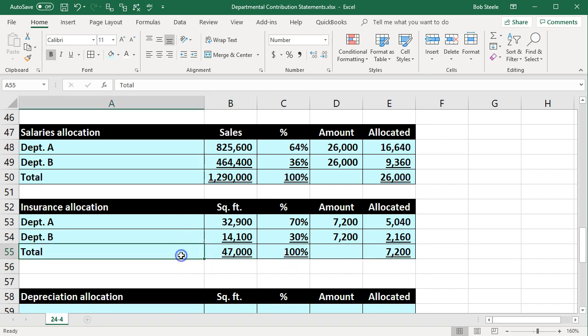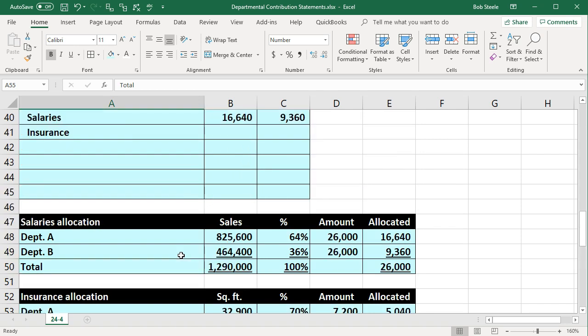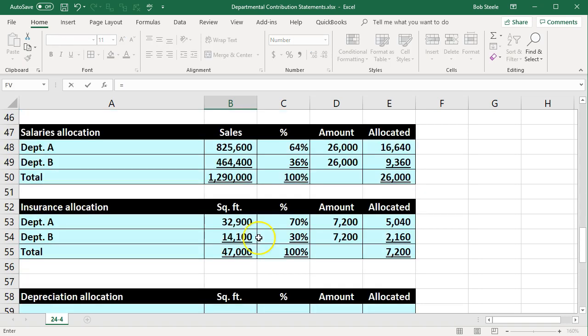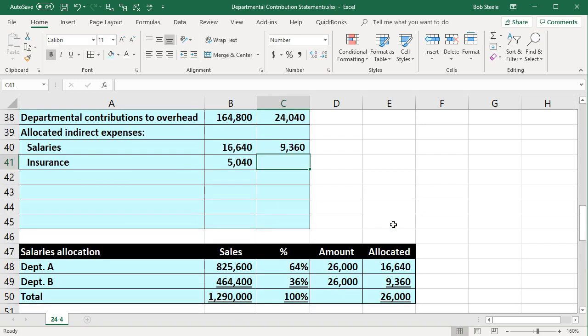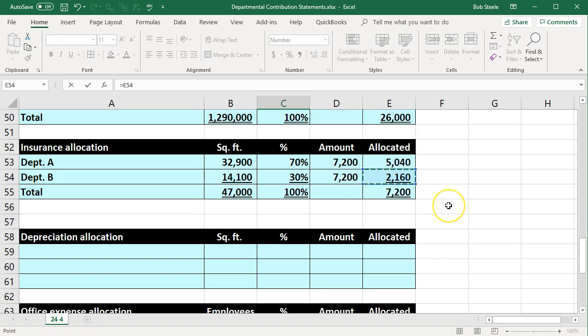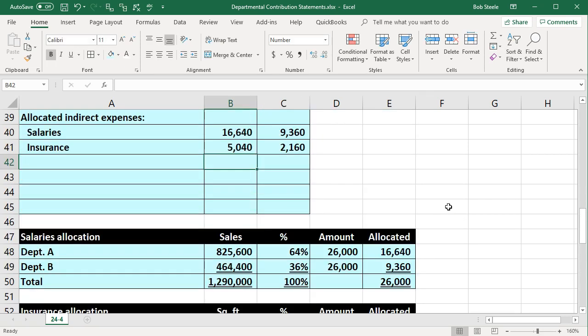Okay, so the next item is, well, let's basically allocate that out. We've got our allocation now. We're going to put that into our table in B41, equals the 5,040 for A, and for B equals the 2,160. So there we have that.